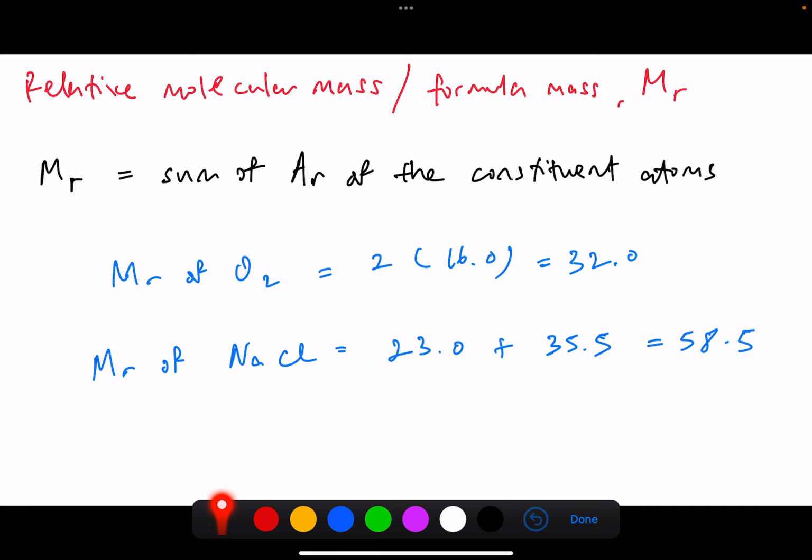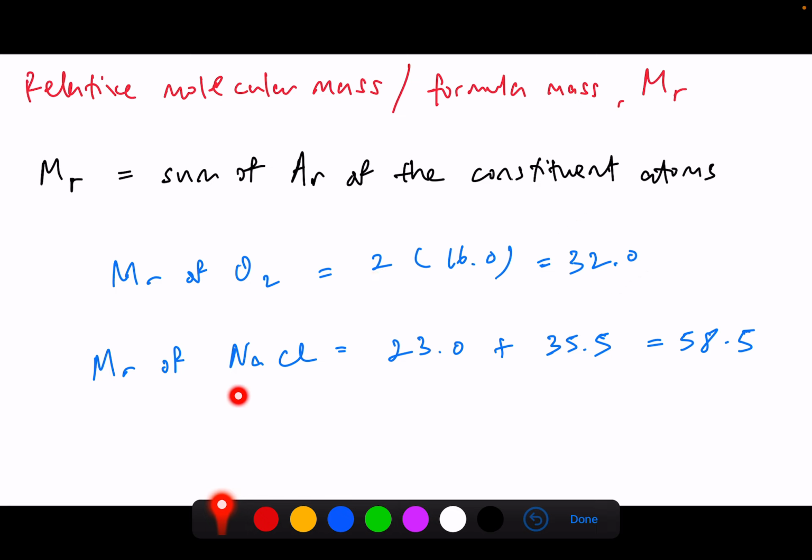Relative molecular mass or formula mass is very simple. Essentially, how we obtain this number is that we take the sum, the total of the relative atomic masses of the constituent atoms. For instance, for the oxygen molecule, O2, we have 2 oxygen atoms in 1 O2 molecule. So the Mr of O2 would be 2 times the Ar of oxygen, which is 2 times 16, giving an Mr of 32.